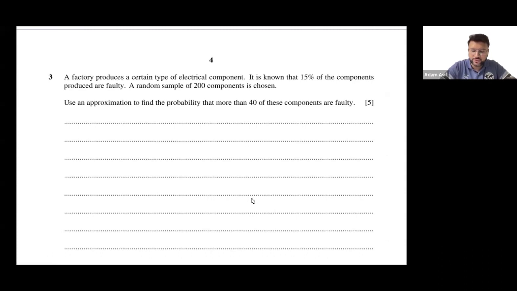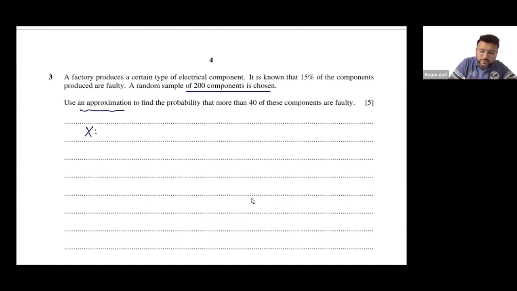A factory produces a certain type of electrical component. It is known that 15% of the components produced are faulty. A random sample of 200 components is chosen. Use an approximation to find the probability that more than 40 of these components are faulty.